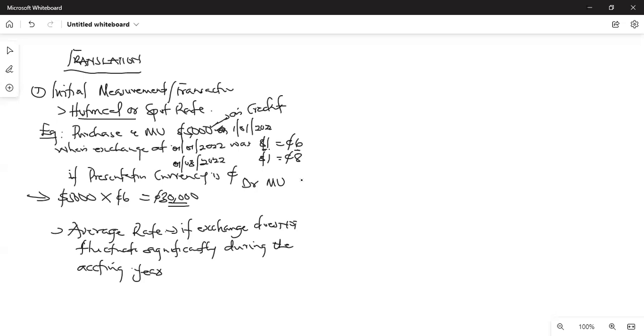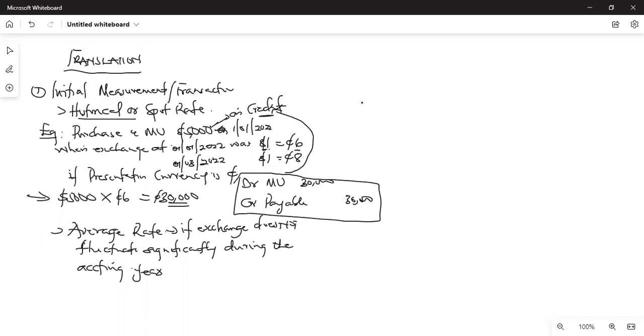So you see that it will be 30,000. Then you will credit your cash or credit payable. Since we are talking about credit here, you credit your payable of 30,000. Now, I want you to put this in mind because we are going to build on it, all right? And it's from the fact that it is a credit purchase.